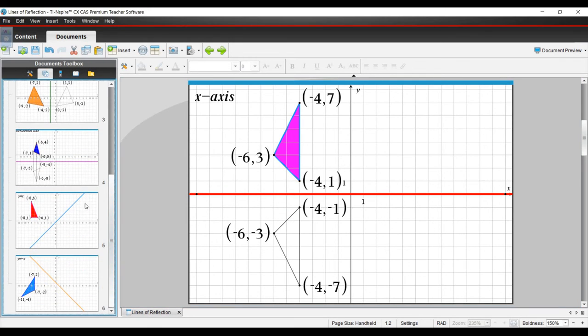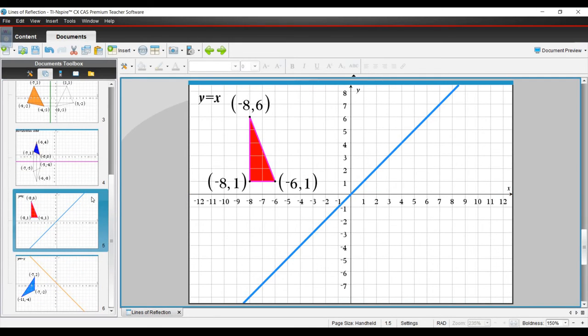All right, 2 left. Here we go. We now have the line y equals x.